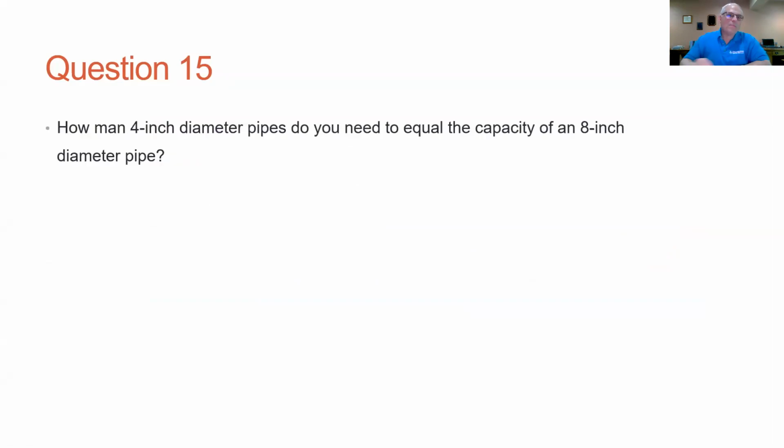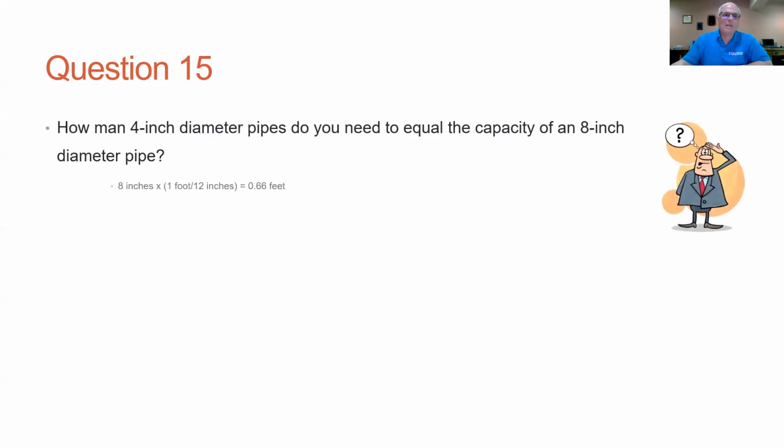So the first one asks this, and this is a standard question on all the exams. How many 4-inch diameter pipes do you need to equal the capacity of an 8-inch diameter pipe? This is something that they ask a lot, and they're trying to get us to think about certain things here. So here's the way I attacked this problem. I took the 8 inches and turned it into feet by dividing by 12 inches. So 8 divided by 12 is going to be 0.66 feet.